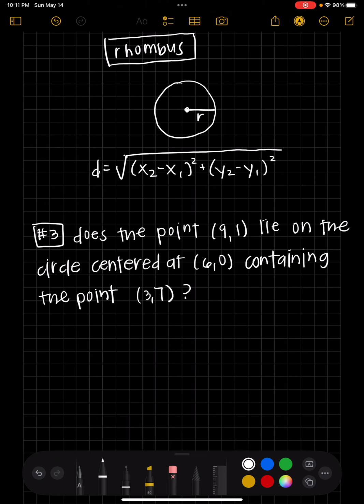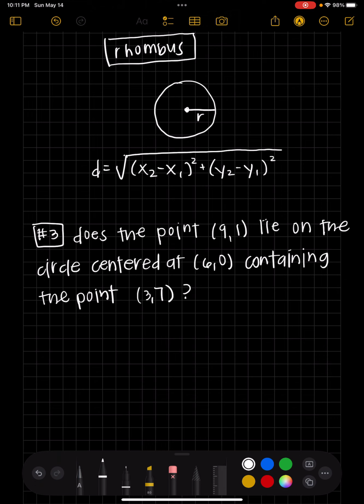On these questions, it's going to give you a center and a point that we know lies on the circle. Then we're going to ask, does another point lie on the circle? To figure that out, we need to find the length of the radius, and then see if the distance from the center to the new point matches it.